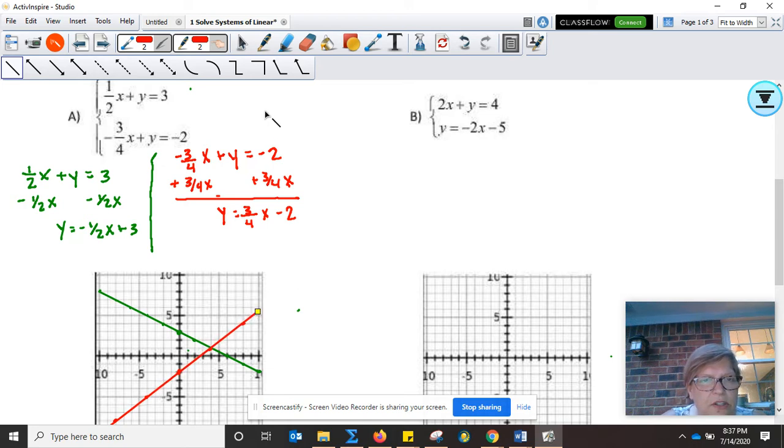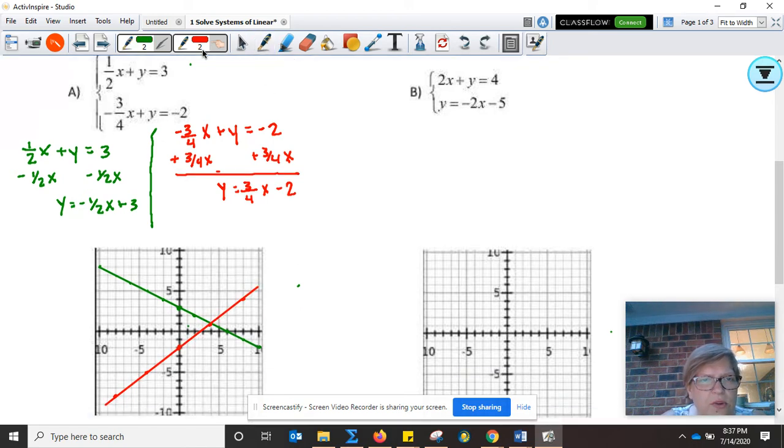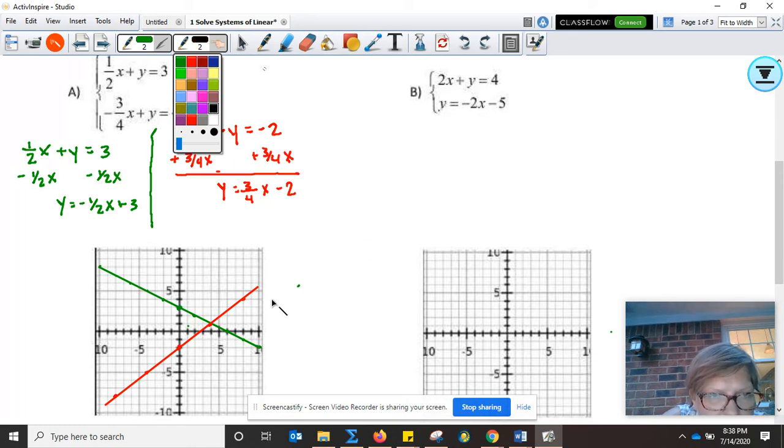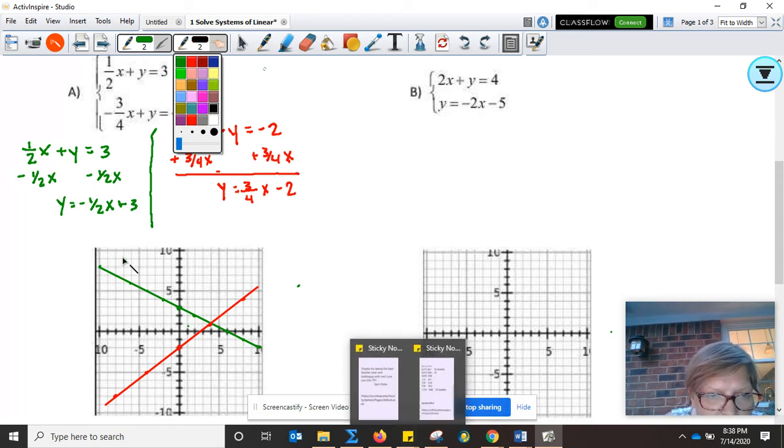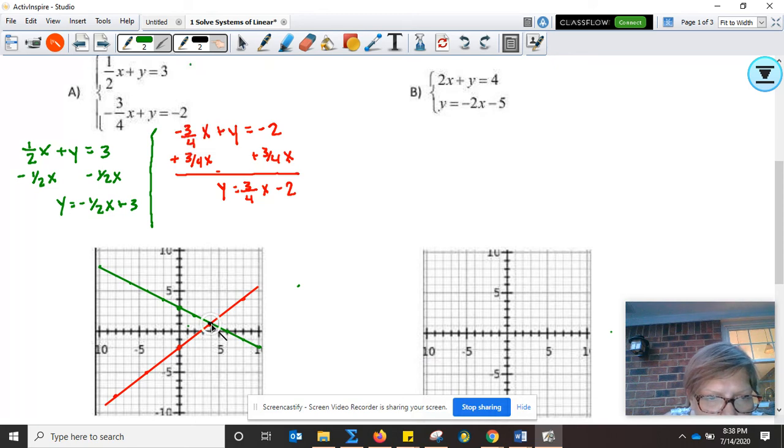All right, so now our solution is the point where they intersect. At what point do these two lines intersect? The intersection is right here, so that right there is my solution. It's 1, 2, 3, 4 over, up 1. So my solution is (4, 1).